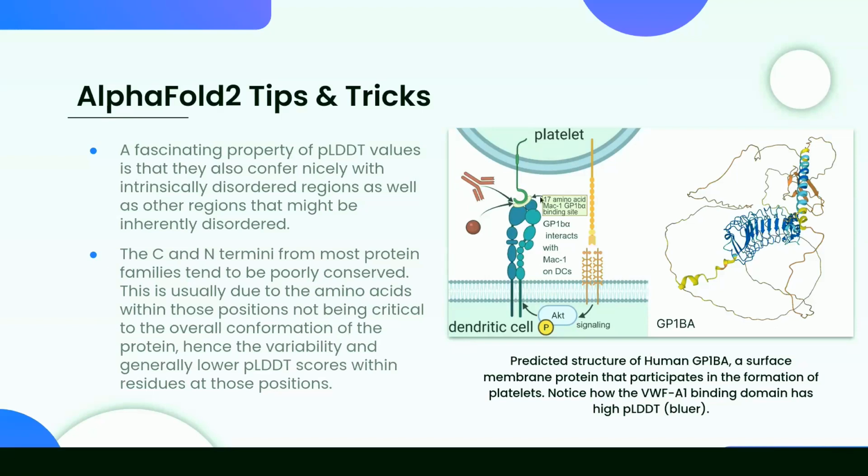Another thing is for membrane-bound proteins like GP1BA. This is kind of a diagram. It's a protein that plays a role in platelet formation, by the way. And essentially, both of these proteins are membrane-bound, and they have this long disordered region. And AlphaFold predicts that disordered region very well. And you can use that to almost detect disordered regions just using pLDDT value, which is super interesting.